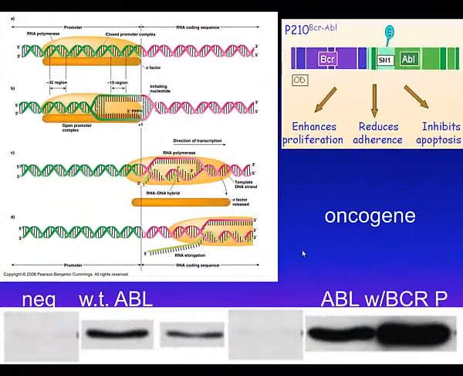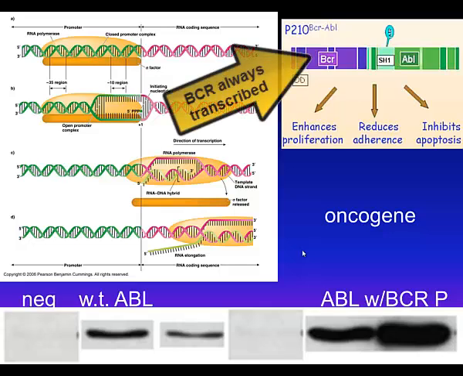So the image you're looking at here is a prokaryote. The reason I know that is because you can see the sigma factor binding to the promoter region. But the principle is going to be the same between our eukaryote and our prokaryote right here, in that proteins are going to be binding to the promoter sequence to initiate transcription. Now, the thing about the BCR is it's considered an oncogene. And the reason is because BCR is what we call constitutively expressed. That gene is always produced.